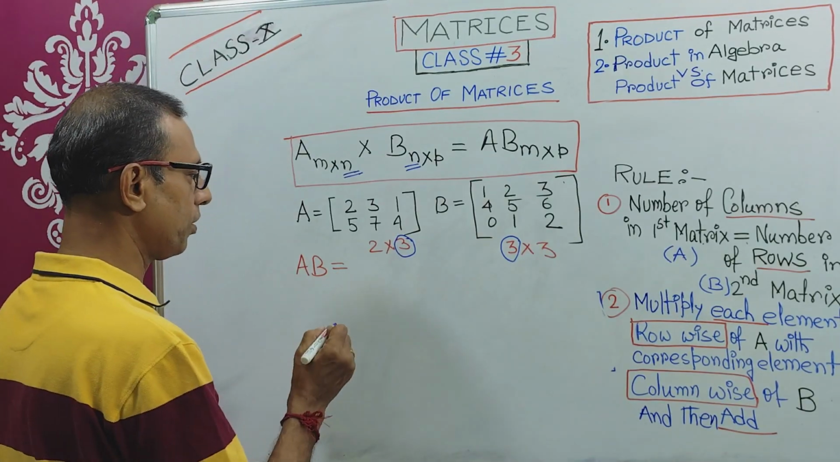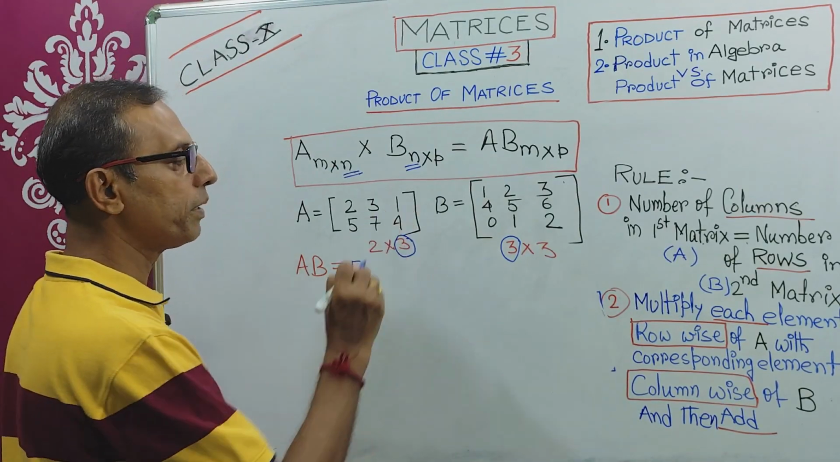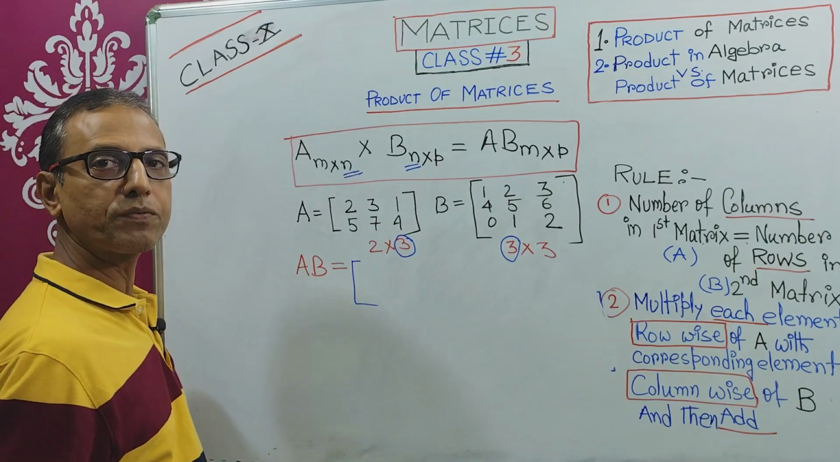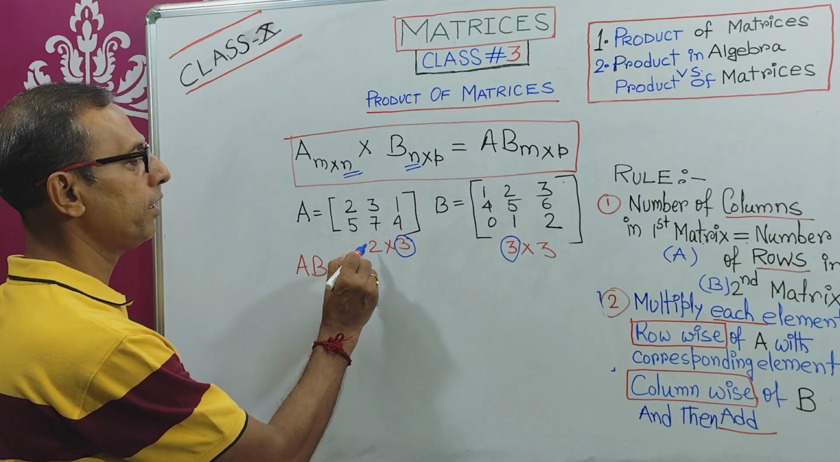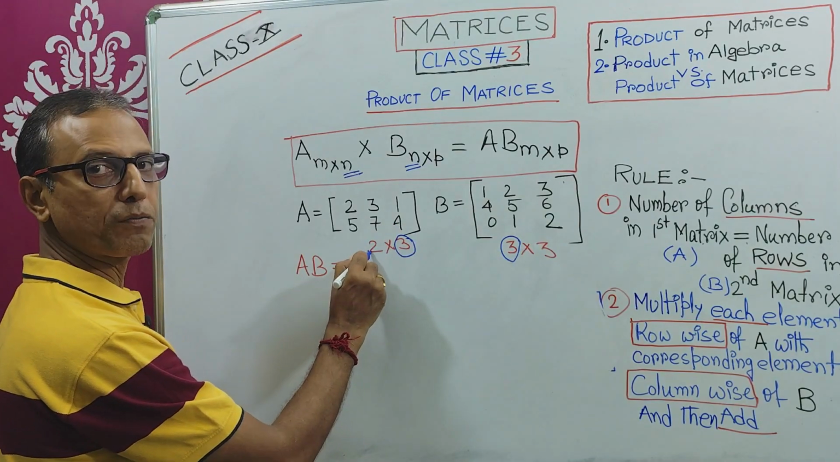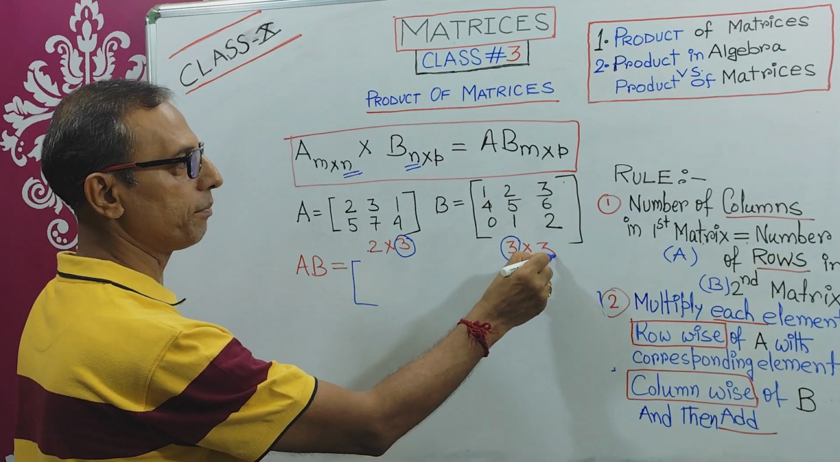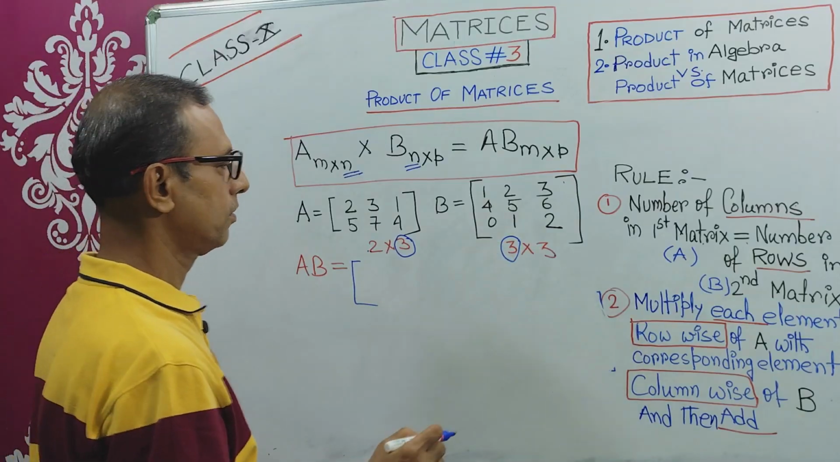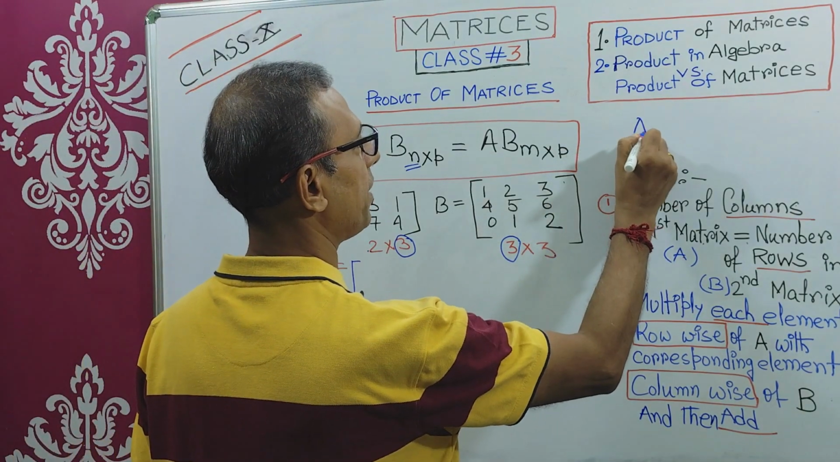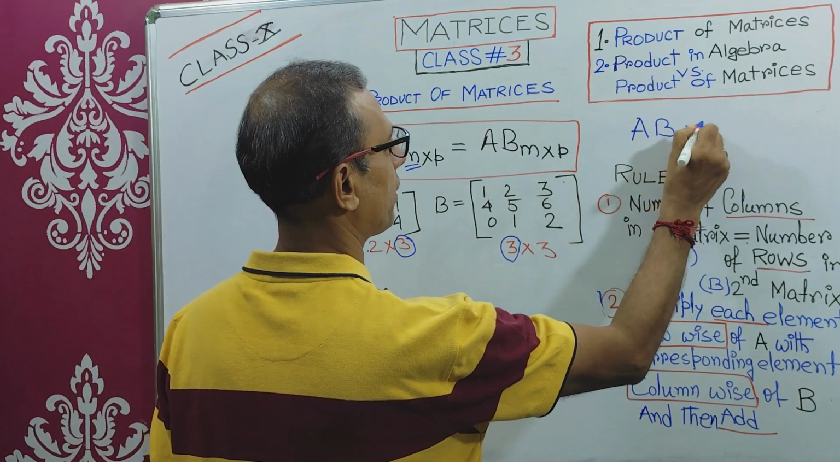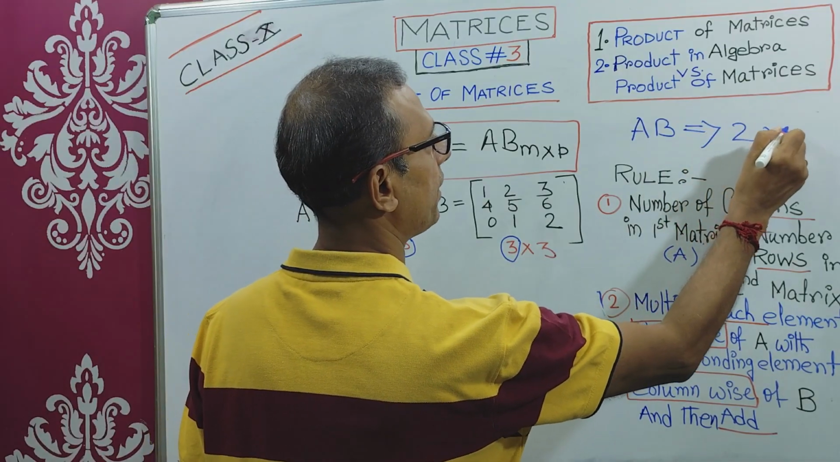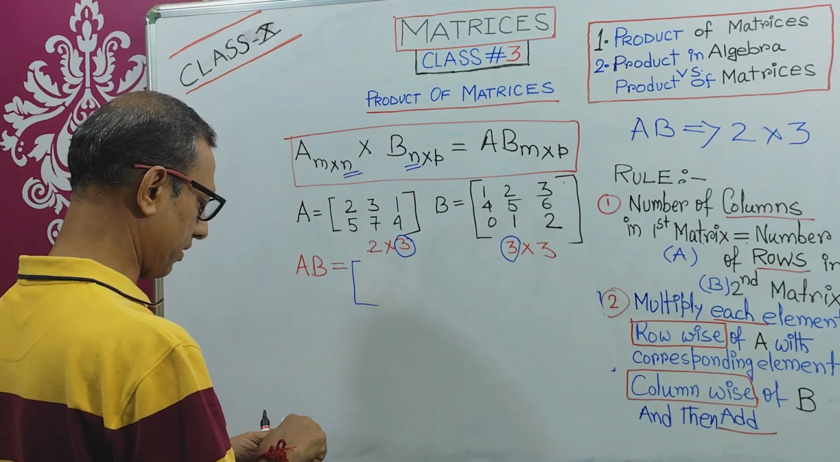Right? Now you find out the order. So what should be the order of the resultant matrix? It should be the number of rows of the first matrix by the number of columns in the second matrix, right? So the resultant matrix AB should have the order 2 by 3. Let's see whether it is so.